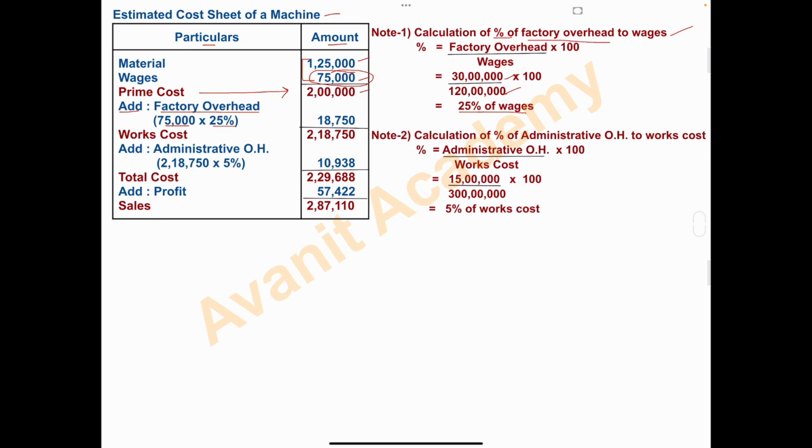You will get 18,750. This is the factory overhead amount. For this calculation, factory overhead amount, how much we have to charge? 25% of wages. So in this estimated cost sheet, the wages amount is 75,000. So 25% of 75,000 we have to take as factory overhead. That is 18,750. Add these two amounts and the total will be 2,18,750. This is called works cost.